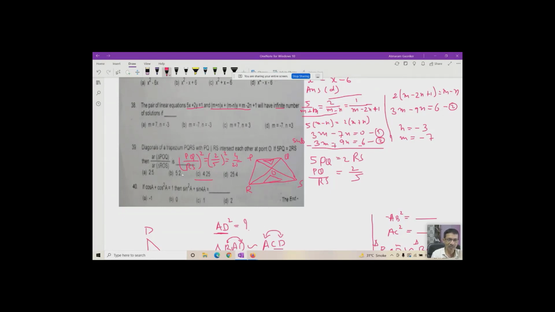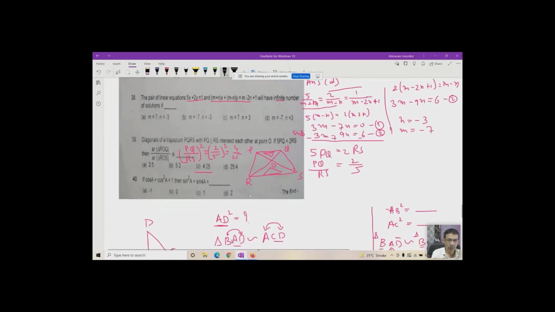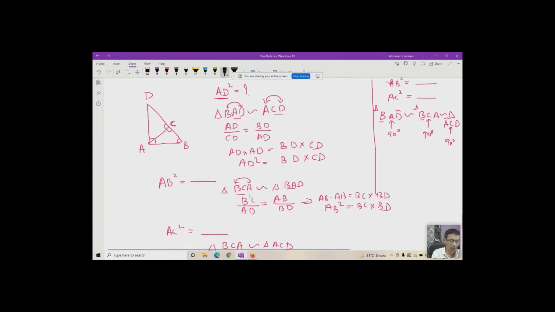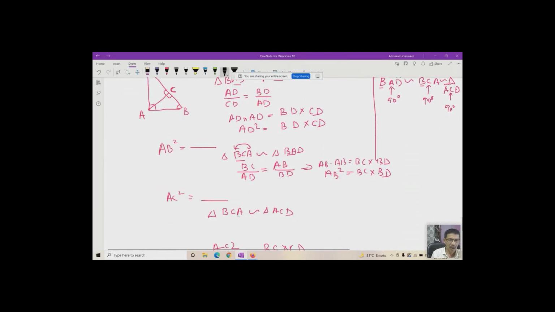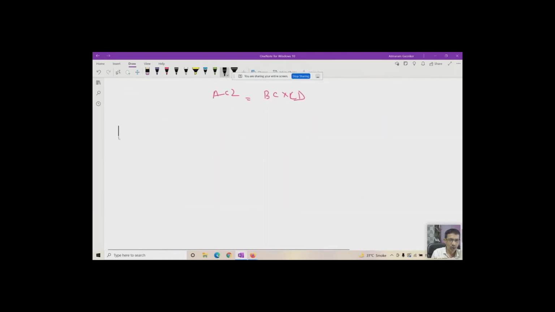And the last question, question number 40. You are given cos A plus cos square A equal to 1. So cos A will be equal to 1 minus cos square A, and 1 minus cos square A is sin square A.